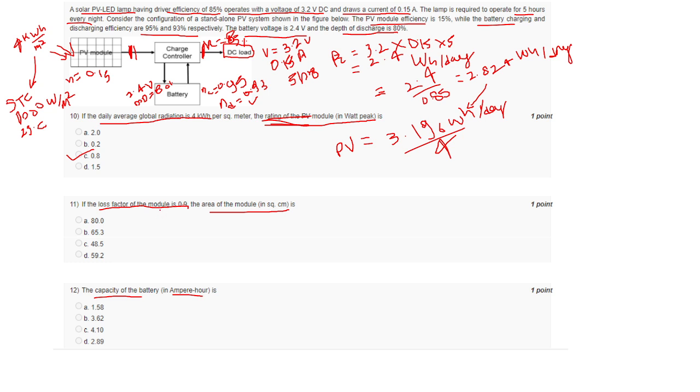Now the rated power is at the STC, but in actual condition, the cell is not always operating at 25 degrees Celsius. It's generally at a higher temperature only. So that will also include extra losses. For that, the loss factor of 0.9 is included for the module. And considering this, the area of the module has been asked. So this much energy, 3.196, has to be generated by the PV module.